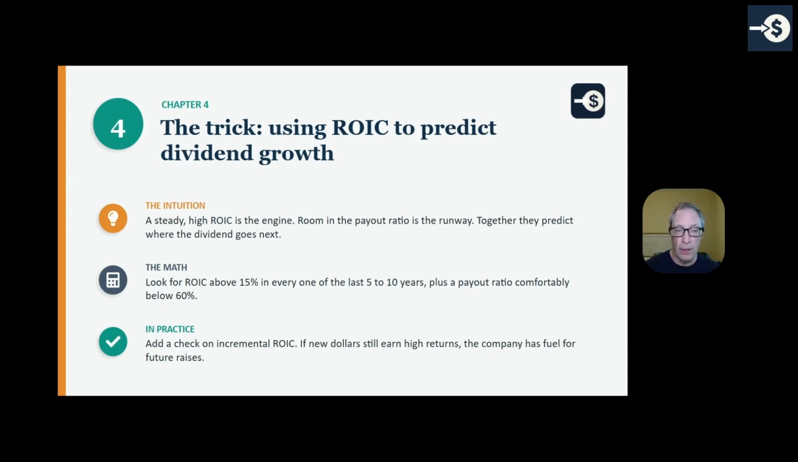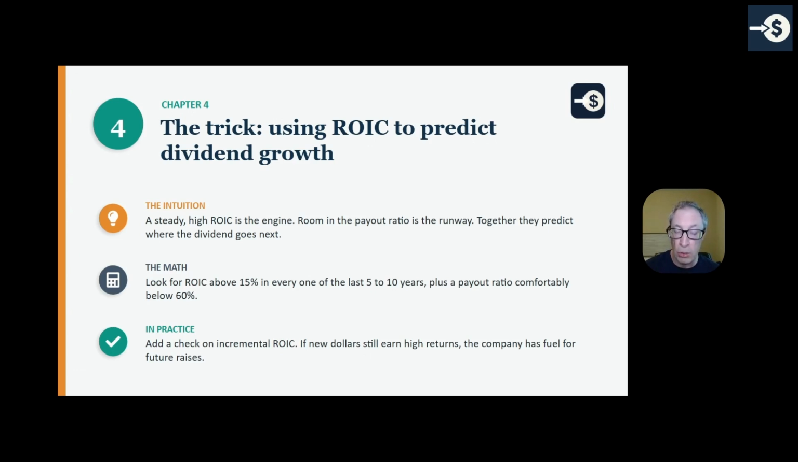So what to look for? Look for an ROIC above 15% in every year for the past 5 to 10 years. Steady matters more than a single peak number because growing dividends need a steady engine. Check the payout headroom. A low payout ratio at the top of a high ROIC means the dividend has years of runway without stretching the company.